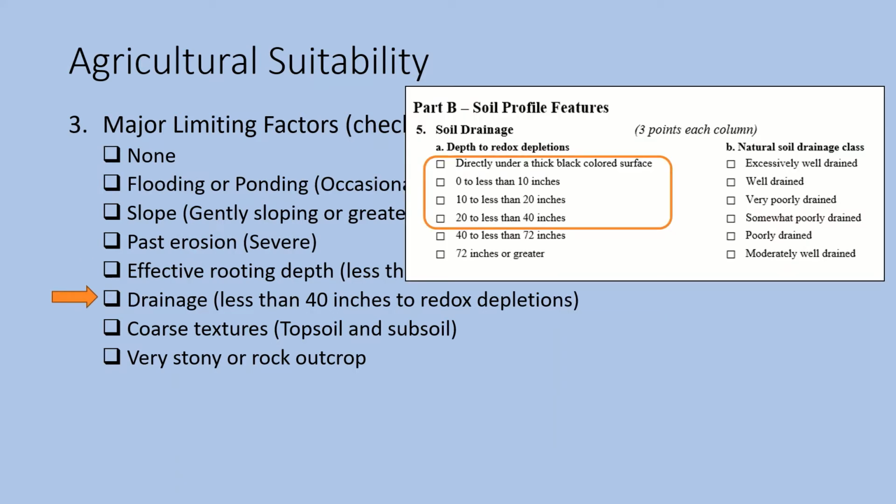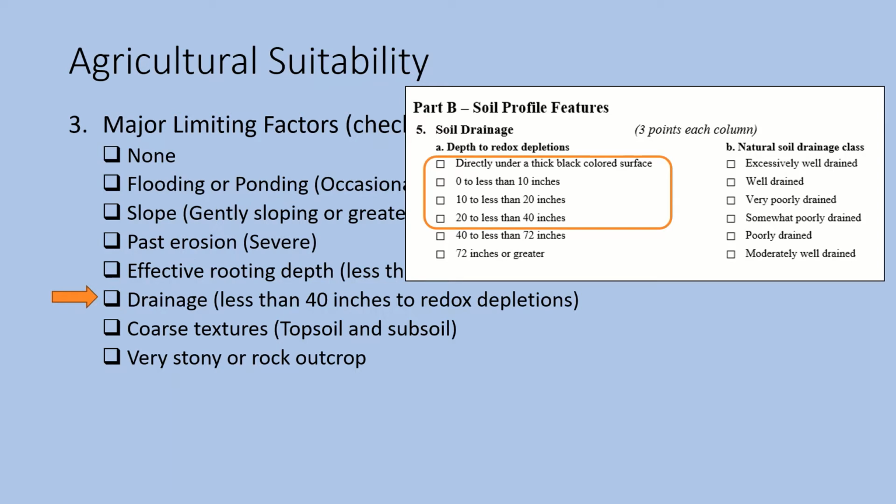Drainage, remember, this is the depth to a seasonally high water table. So we looked at that in Part B in question 5, soil drainage. So you're looking at the depth to redox depletions, and those are the gray colors that form in the soil as a result of wetness.